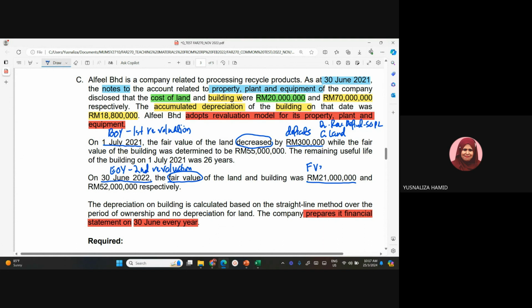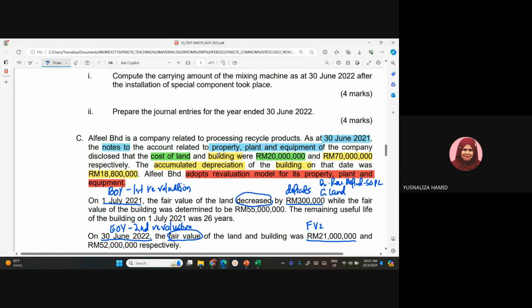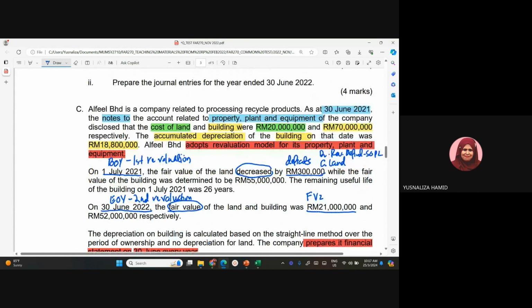Fair value 2. So the fair value 1 will be determined later, but for your information, fair value 1 will be slightly lower than the carrying amount, because there was a decrease of the land from 20 million. It was decreased by 300,000. So the fair value one, if you were to find out for the land, is actually 20 million minus 0.3 million, which is the deficit. So you will have fair value one, 19.7 million. Fair value two is given here.